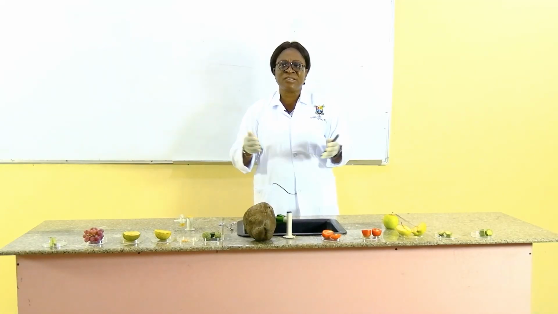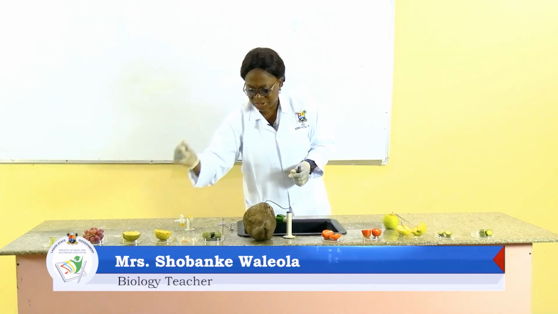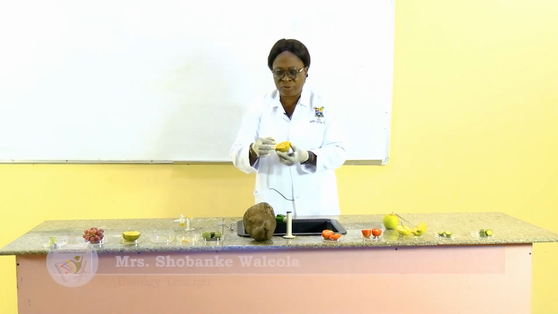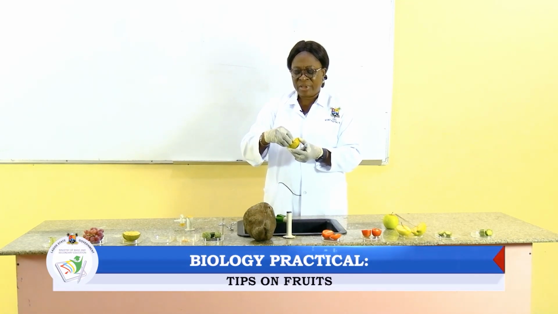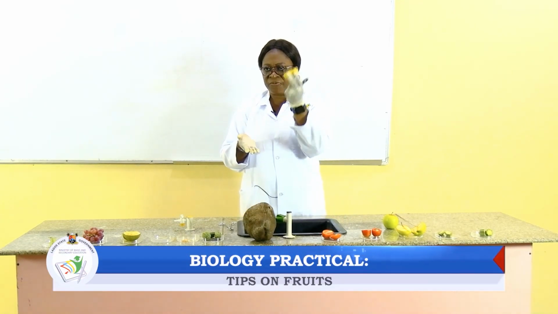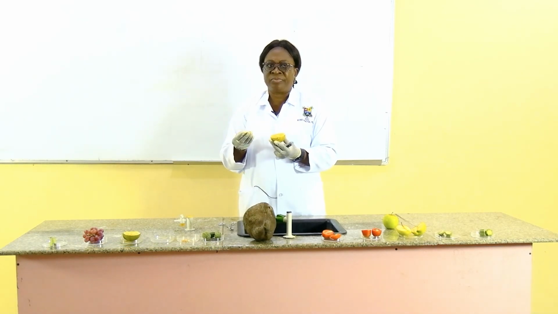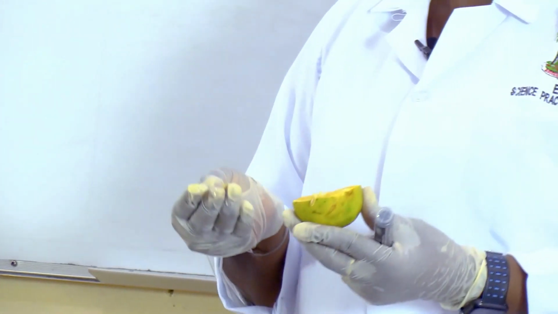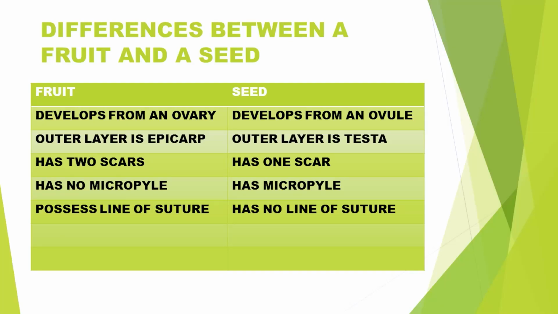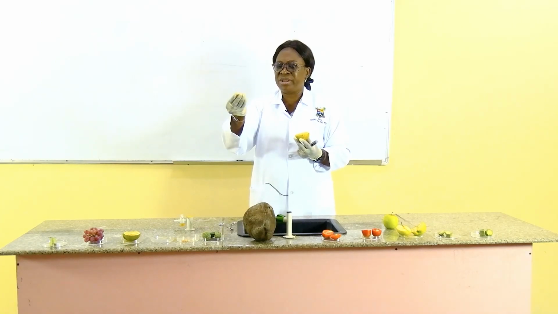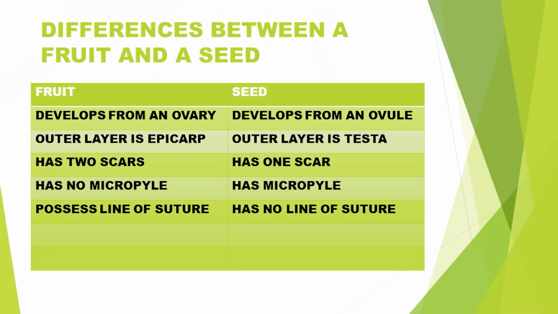Now, we look at differences between a fruit and a seed. Now, this is my orange fruit, and within the orange fruit, we have the orange seed. This is the fruit, and then we have the seed. Differences. Let's mention one or two. A fruit develops from an ovary. A seed develops from an ovule. Ovules are found within the ovary. The outer layer of a fruit is called epicarp, while the outer layer of a seed is known as a testa.